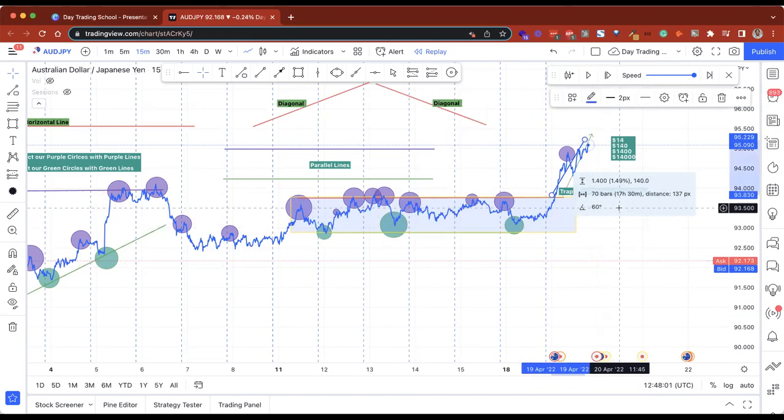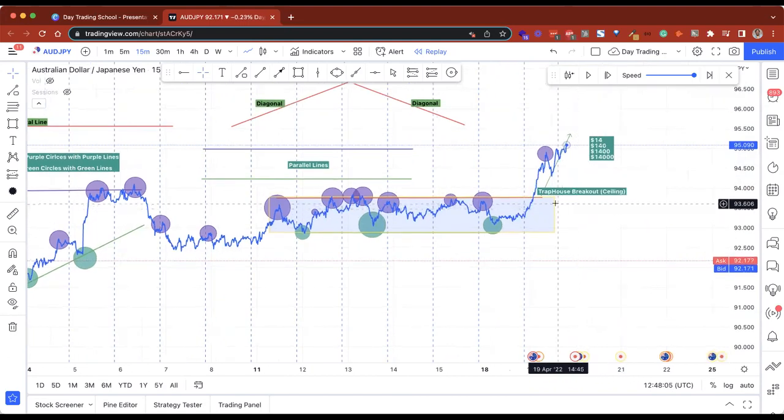Great. So that's some good money. That would have been 140 pips. We'll talk more about pips later, remember. But for now, just know that would have been a successful trade. So now let's just keep watching.